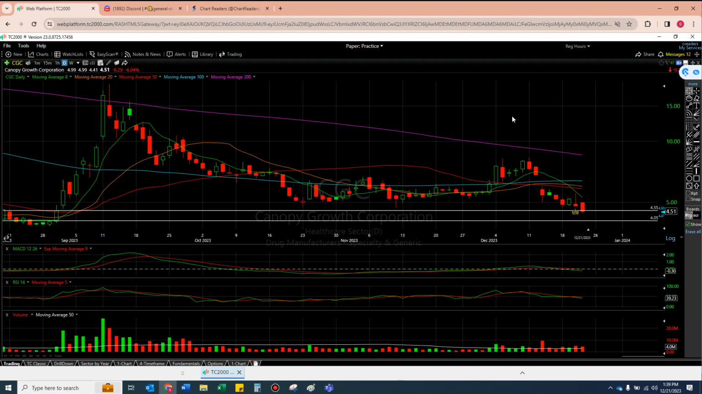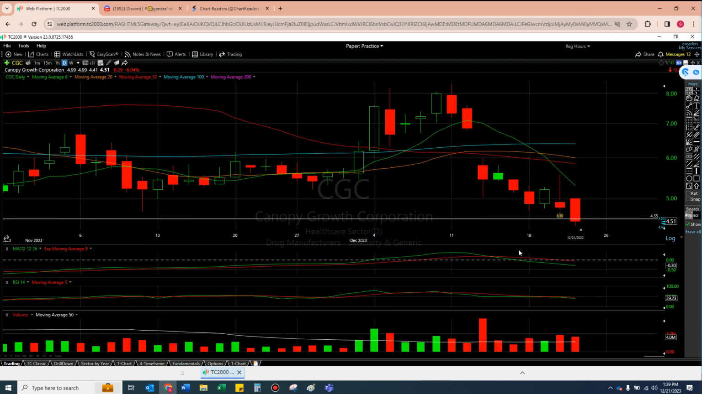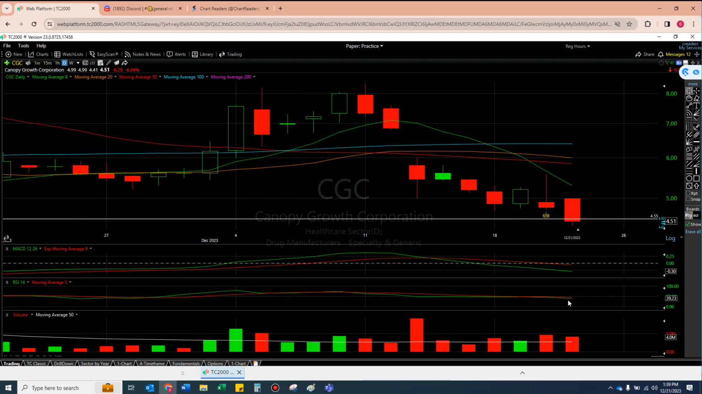But CGC, it scares me. CGC, MACD is in the negative, and that's a bad divergence. That's also a bad divergence on the RSI. Not as bad, but horrible, horrible volume, right?